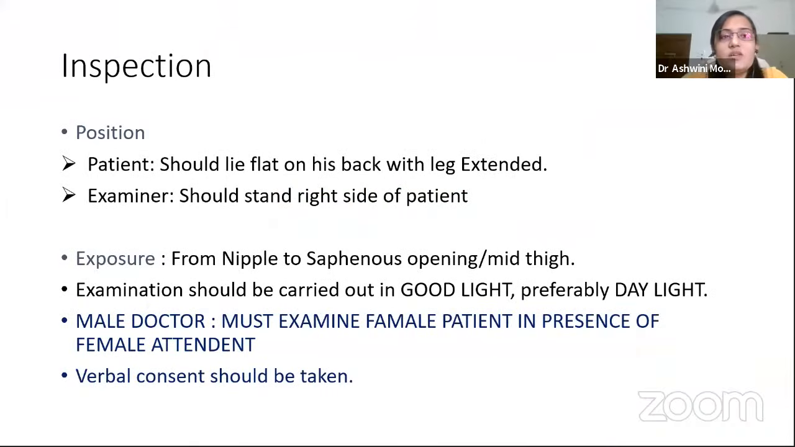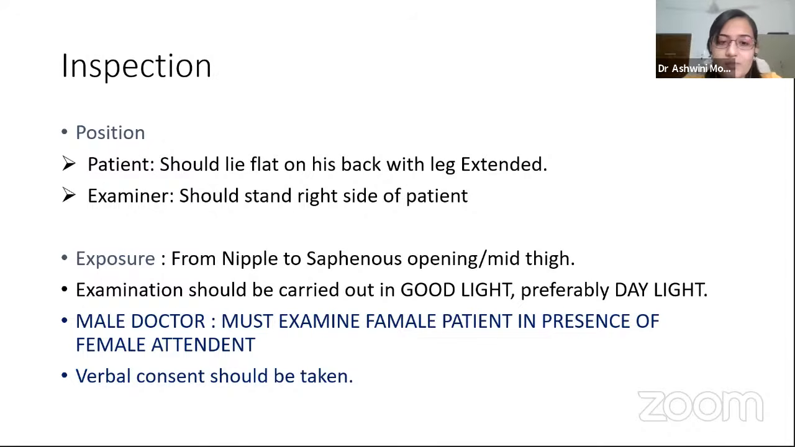In any abdominal examination, it is important how you keep the patient before examining, that is, the position of the patient. The patient should be lying flat on his back with legs extended, not flexed. Everybody makes a mistake at this point: in inspection they flex the patient's legs, but we have to keep the legs extended during inspection. The examiner should stand on the right side of the patient. Exposure is important from the nipple to the saphenous opening, or up to the mid-thigh.